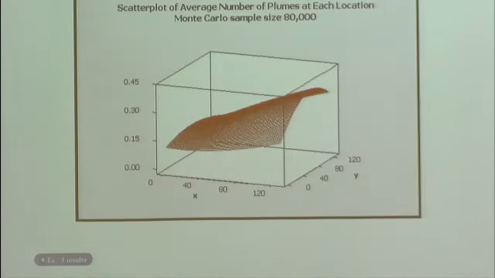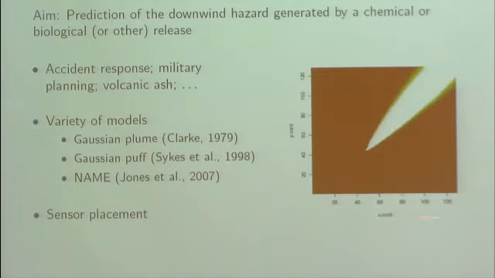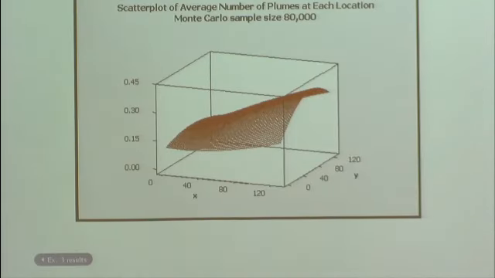So when we started talking to the scientists, what they were doing for their sensor placement is they had to get a representation of the dispersion model into their sensor placement tool. So what they did was 80,000 runs of their dispersion model, the computer model, and then they looked at the average number of plumes that each location in this XY grid actually saw. And they ended up with a surface that looks something like this, and then it's this that they plugged into their sensor placement tool to represent their dispersion.